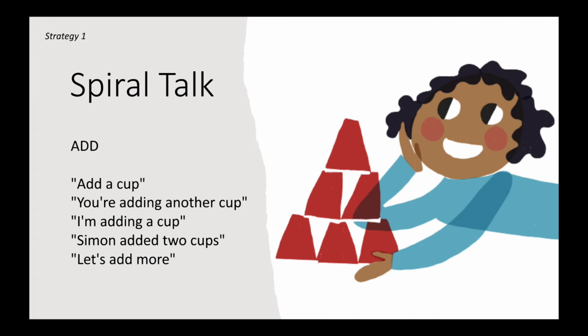An example of this, recently I was playing with a student and we were stacking cups and we're modeling add all the time, using this spiral talk strategy to just bombard her with the word add. You're adding a cup. You're adding another cup. I'm adding a cup. Simon added 2 cups. Let's add more. Just saying this over and over again and modeling it in their system.